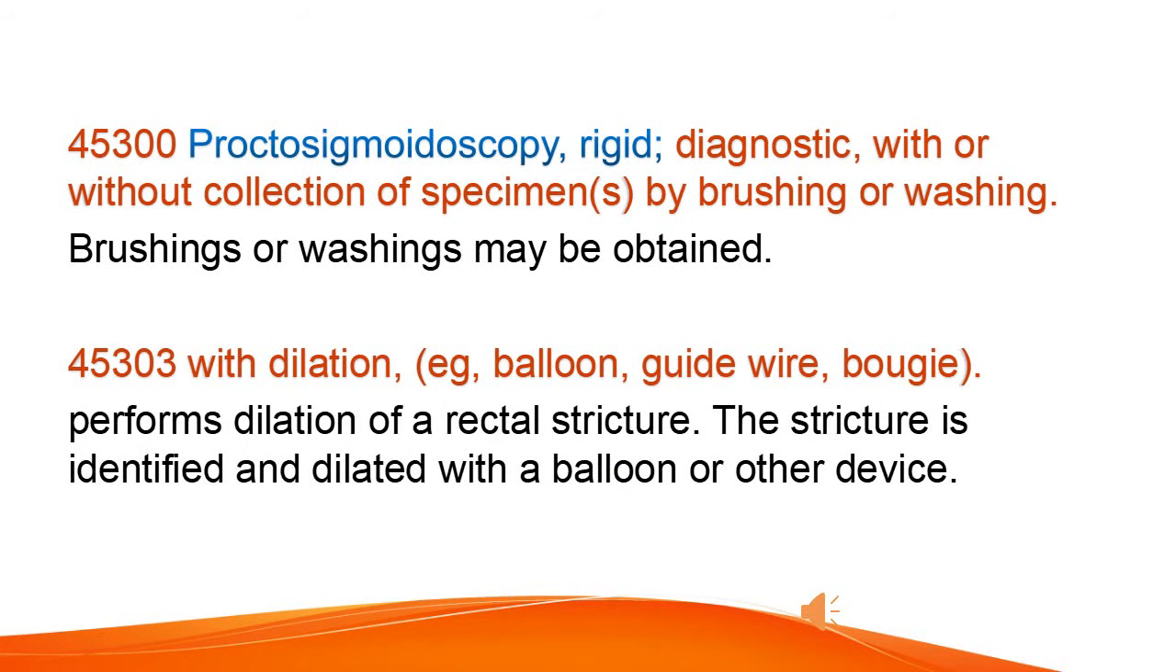Proctosigmoidoscopy, rigid, diagnostic, with or without collection of specimen(s), by brushing or washing. Brushings or washings may be obtained. With dilation, e.g., balloon, guide wire, bougie. Performs dilation of a rectal stricture. The stricture is identified and dilated with a balloon or other device.